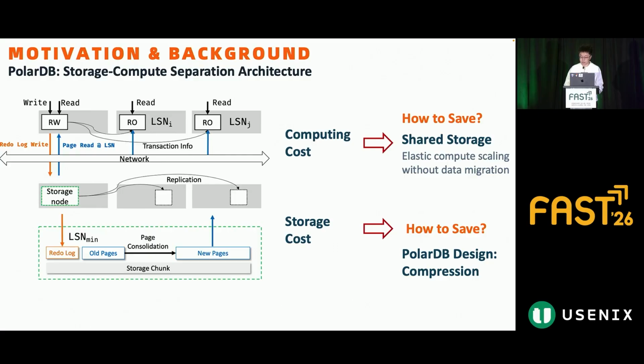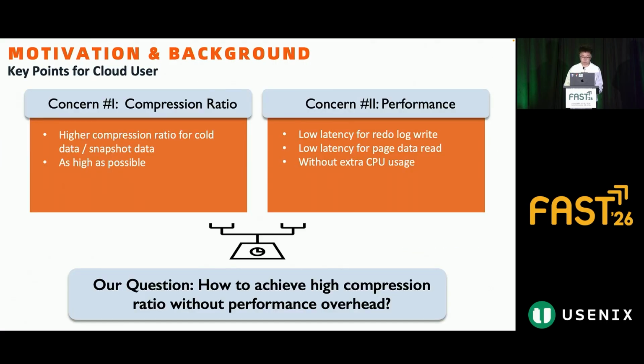However, storage cost remains a critical concern for our users, especially during periods of low activity. Therefore, data compression becomes an effective way to reduce this storage cost. From our users' perspective, there are two main concerns about compression. First, compression ratio. Users want the highest possible compression to save money. For cold data and snapshots, they want an even higher ratio.